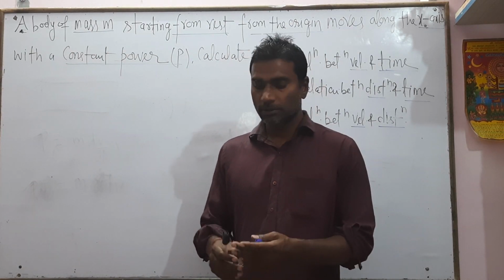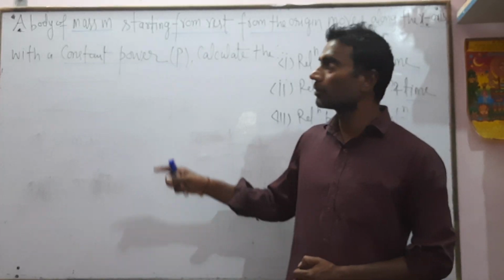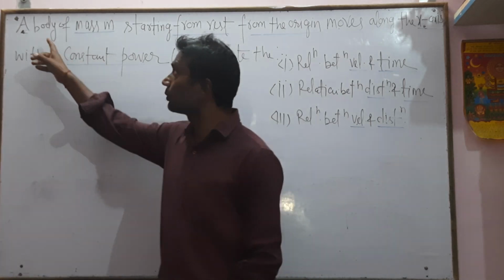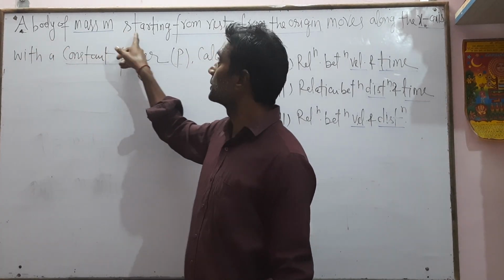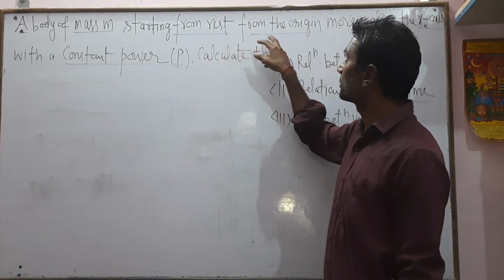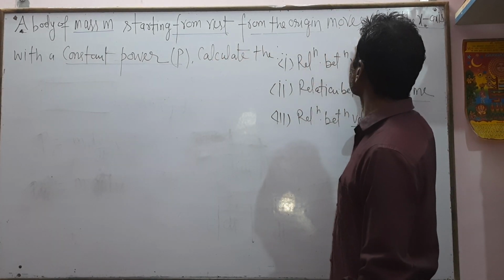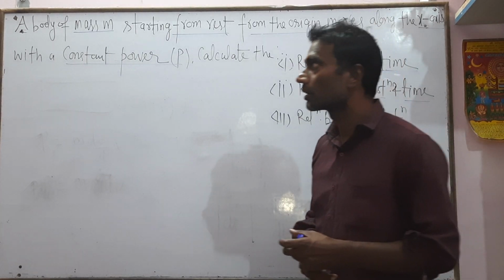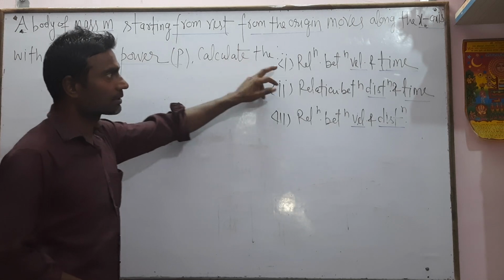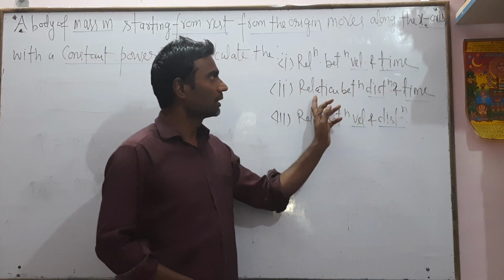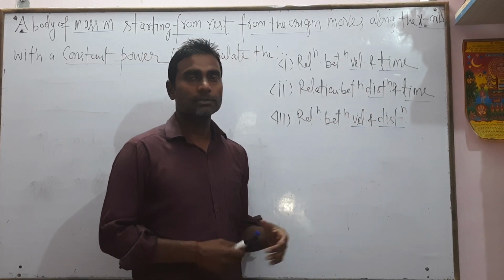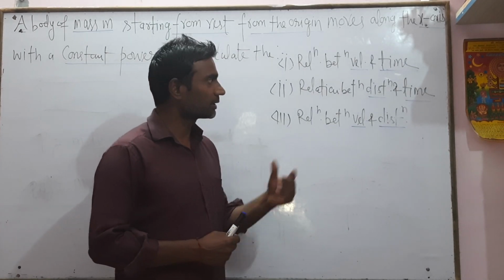Hello everyone. This question is from work and energy. A body whose mass m starting from rest and from the origin moves along the plus x axis with a constant power P. Calculate the relation between velocity and time, the relation between distance and time, and the relation between velocity and distance. So we have to calculate the three relations.